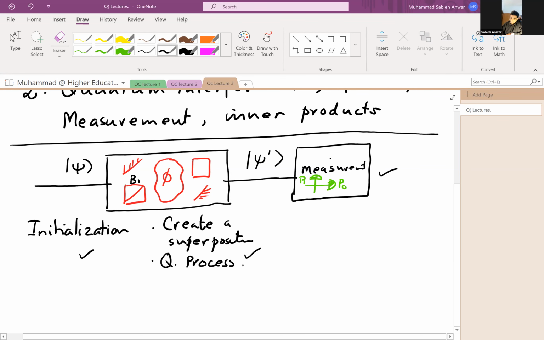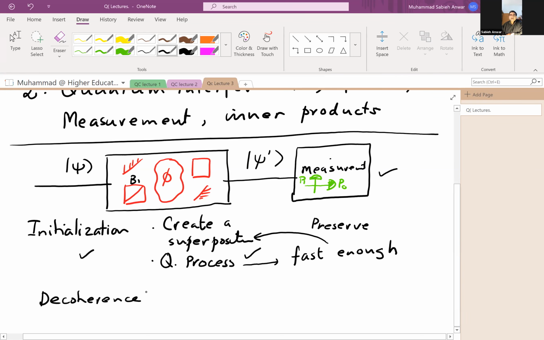And you need to do your processes fast enough that you can preserve the superposition. You're always fighting against this superposition going away. The going away of superposition is generally called decoherence. And this is the enemy of quantum computation. Whenever you would like to do a successful quantum computation, you would like to fight against and mitigate the process of decoherence. And decoherence is defined as measurement by the environment.